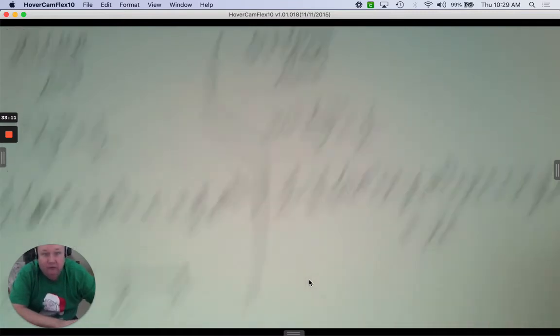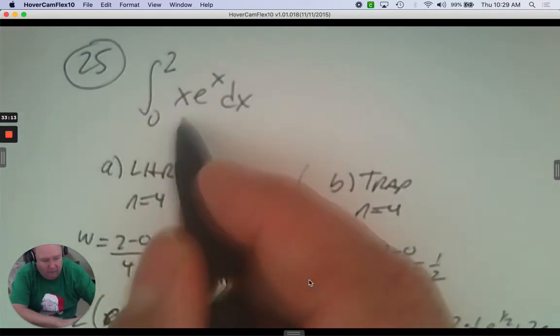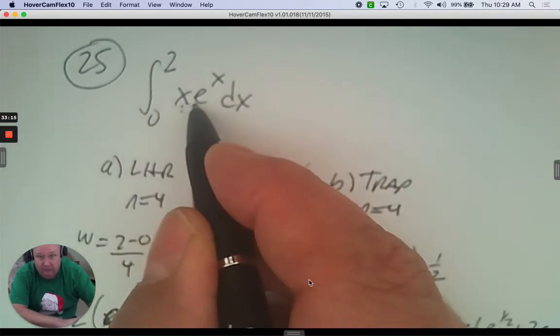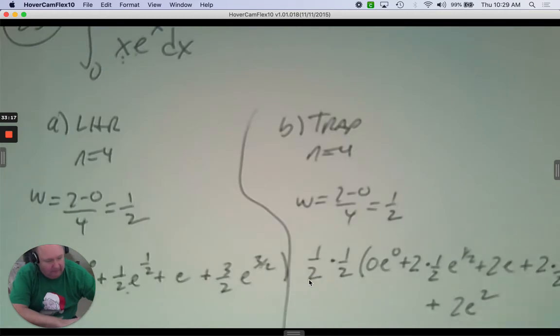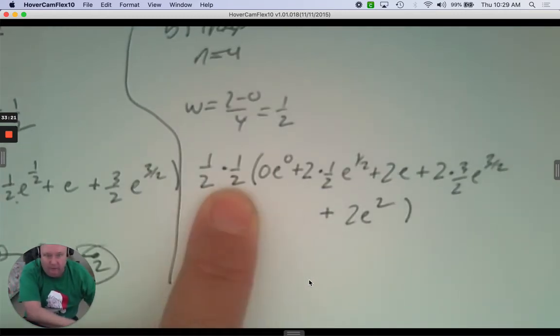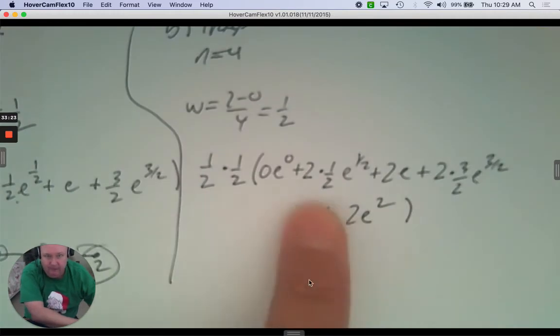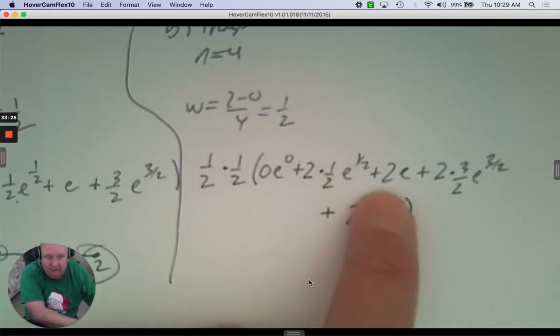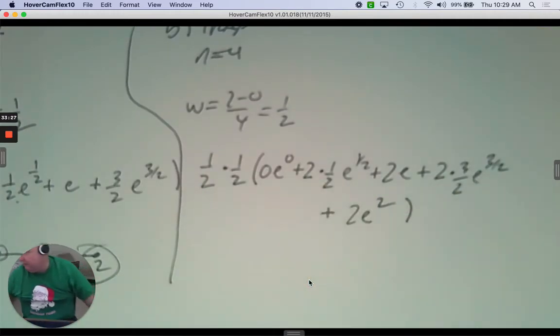Now it says 2 only because we're plugging in 2 into here. So it's 2 times e to the 2. But that's not doubled at the end. So notice this is the formula for a trapezoid. The first and last are not doubled, but each other one is doubled in the middle. That's the trapezoidal rule. Number 26.